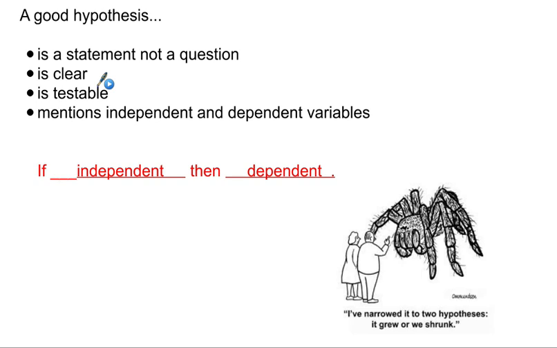It has to mention the independent and dependent variables. So oftentimes it's written like below. If this happens, then this will happen. Not what if, but when, or you could say when independent, then dependent, if you don't like the if, if you think that sounds like a question.